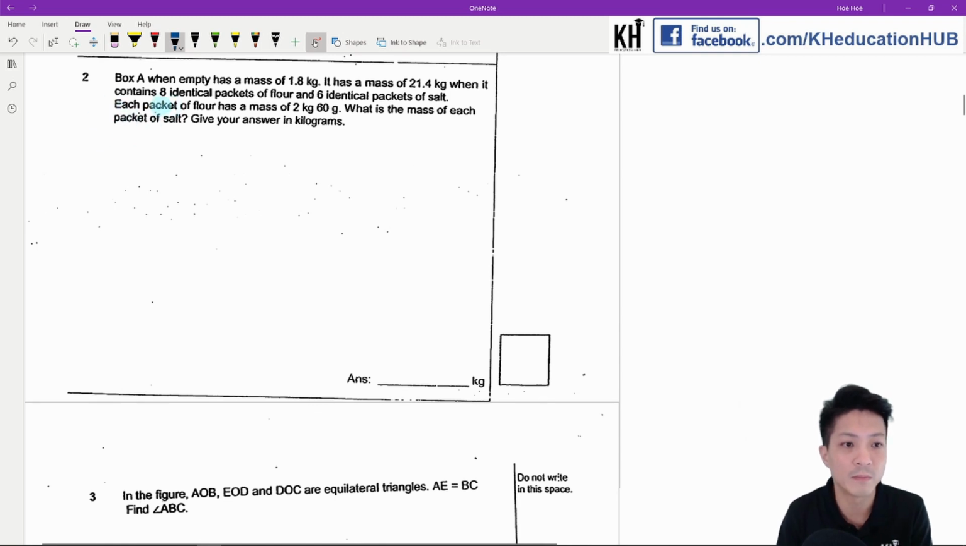Okay, let's move on to question 2 of paper 2. Box A, when empty, has a mass of 1.8 kg. It has a mass of 21.4 kg when it contains 8 identical packets of flour and 6 identical packets of salt. Each packet of flour has a mass of 2 kg and 60 gram. What is the mass of each packet of salt? Give your answers in kilogram.